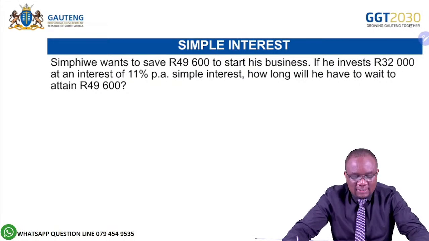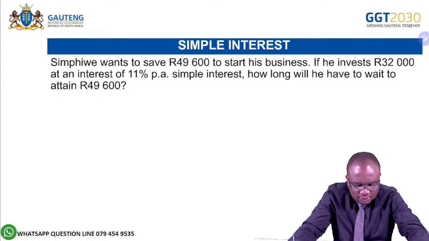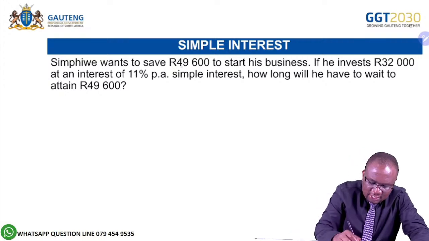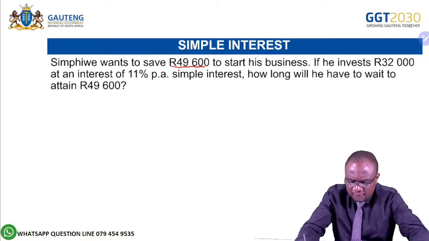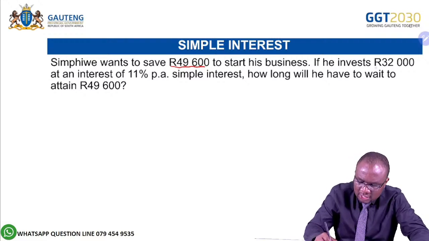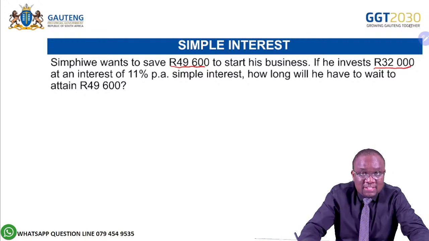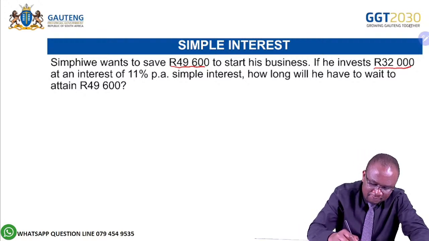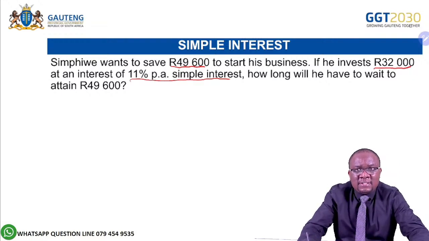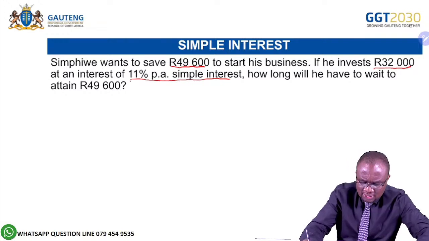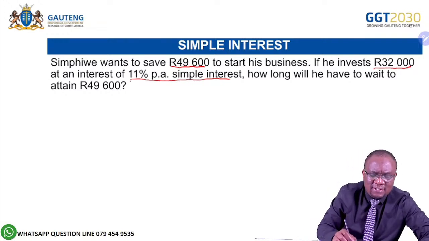Welcome back. Grade 10. Let's see. Simpiwe wants to save 49,600 to start his business. If he invests 32,000 at an interest rate of 11% per annum, simple interest, how long will he have to wait to attain 49,600? So now, what is 49,600? That is our A.